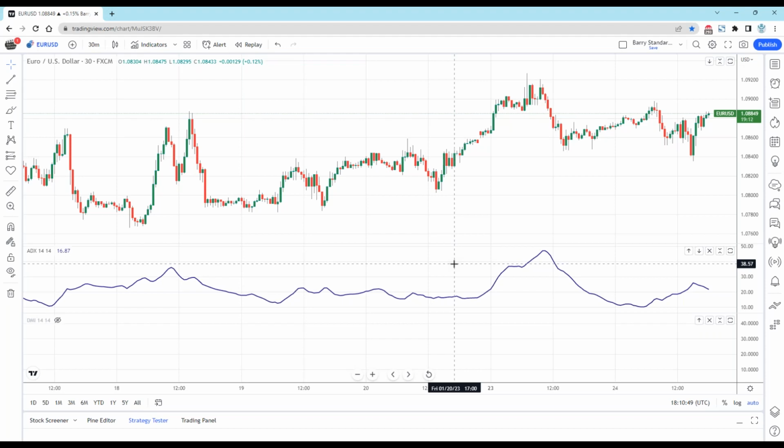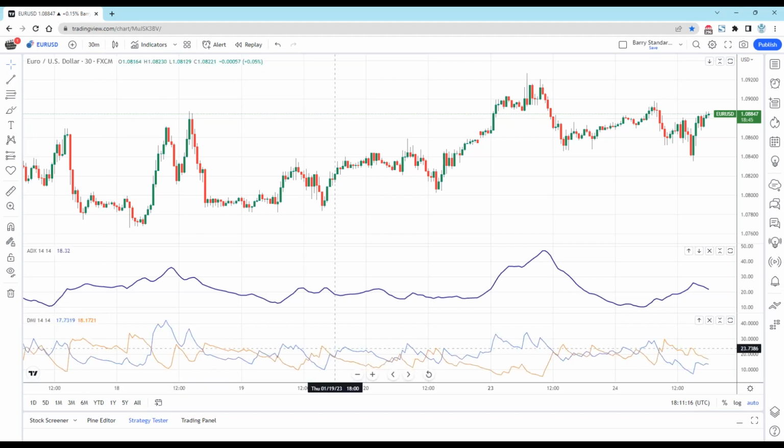So ADX, even though it is primarily used with the DMI, it is a freestanding indicator. And the ADX moves within a range, and it tells you the strength of that trend and the direction of that trend. So you can see it almost mirrors price. Now, when you combine that with the DMI, which is part of Wilder's directional movement system, you can do more to interpret markets.